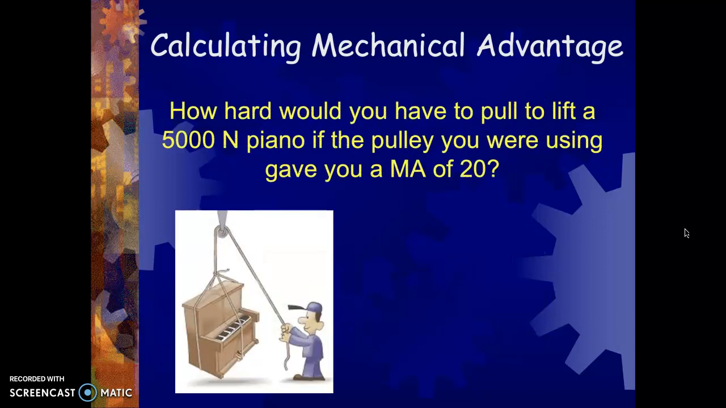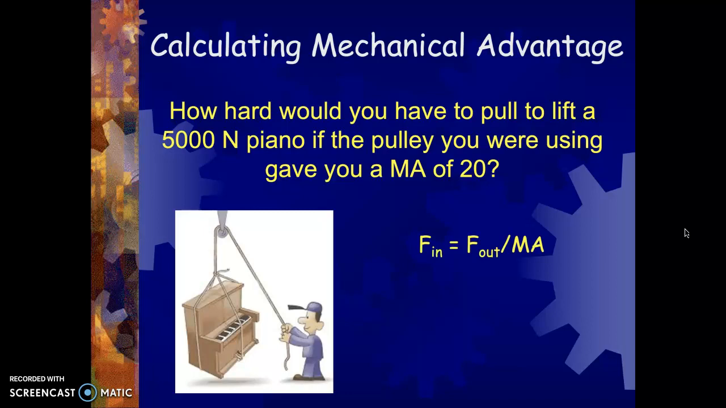Here's a second type of machine. It's a pulley, and we'll talk more about these simple machines later on. In this case, we're going to use a pulley to lift a 5,000 newton piano, so obviously the machine has to be able to pull that piano up with 5,000 newton force. We know this particular pulley gives us a mechanical advantage of 20. So what you're being asked here is to figure out how hard you are going to have to pull on the rope. How much work are you going to have to do on the rope? What force are you going to have to apply?